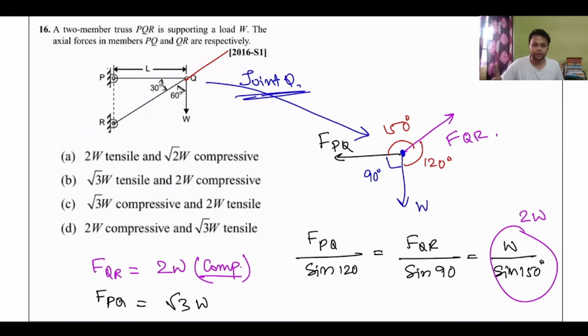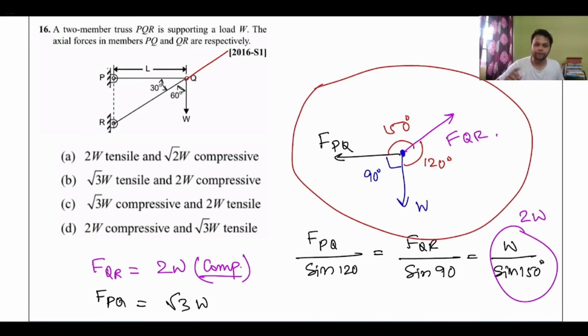Now PQ is under tension. How to know? See, very simple. Once you have decided the direction of forces, you have finalized the direction of the forces, then you can easily predict by this shortcut trick that I'm giving you: if a member is pulling a joint, the member itself is under tension.